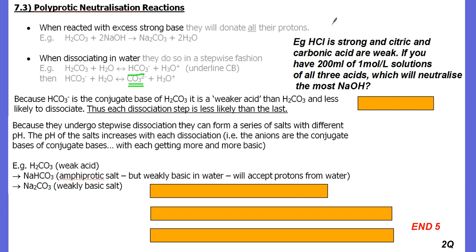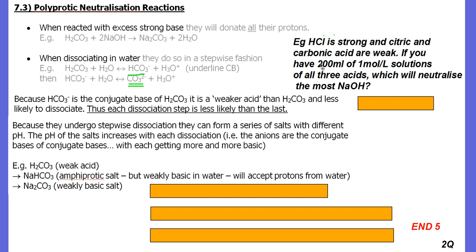The question is something like this: hydrochloric acid is a strong acid, and we know that citric acid and carbonic acid are weak. So we've got strong, weak, and weak. Now we've got 200 mLs of 1 mole per liter solutions of all 3 acids. So we've got the same volume and the same concentration, hence the same number of moles of citric acid, hydrochloric acid, and carbonic acid. And the question is, which will neutralize the most sodium hydroxide?